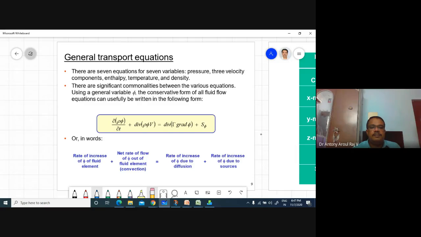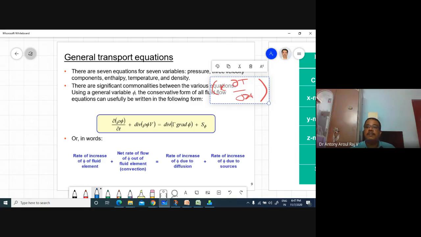I told that we'll be having the transient term. Yesterday we discussed the transient of the energy equation alone, but you should understand that the transient is there for all the equations. That means for continuity, x momentum, y momentum, z momentum, as well as for energy and even species concentration. Transient is there for all the equations.